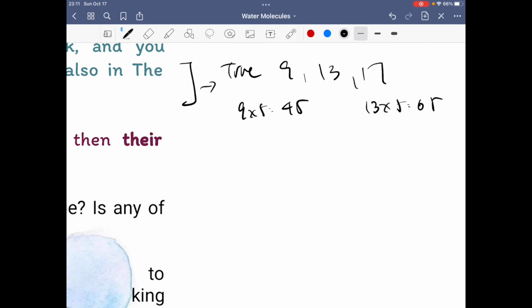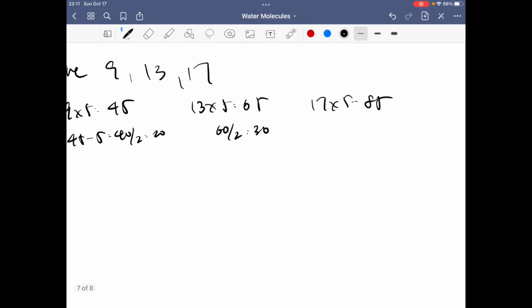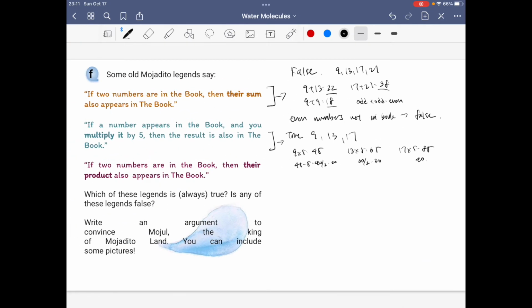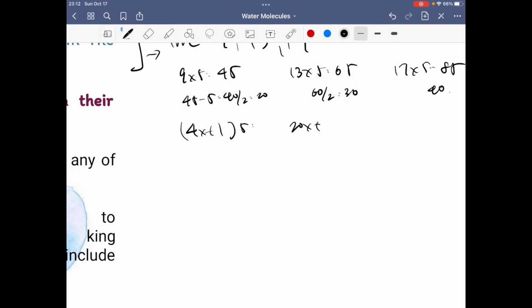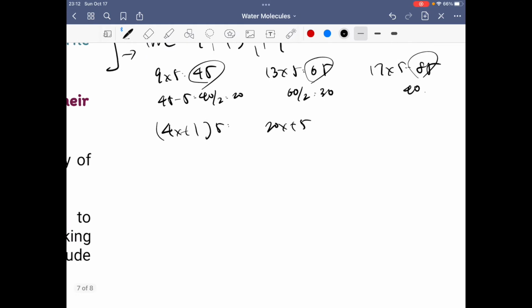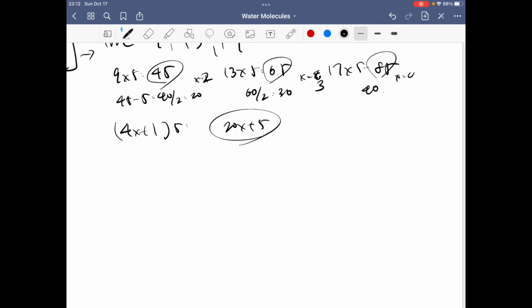Obviously, we could just test it out in this formula. Subtract 5, divided by 2, 20. So this becomes 30, and then this becomes, I believe, 40. So these are in the book. Or if you remember the other formula, 4x plus 1, if you multiply this by 5, you get 20x plus 5. And you can see that 45, 65, and 85 are actually in the form of this. This is x is 2, and this is x is 3, and this is x is 4. So this works out.